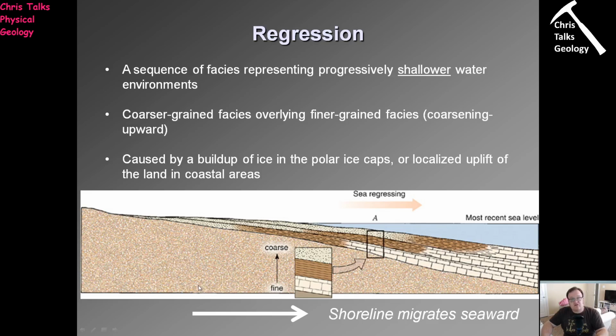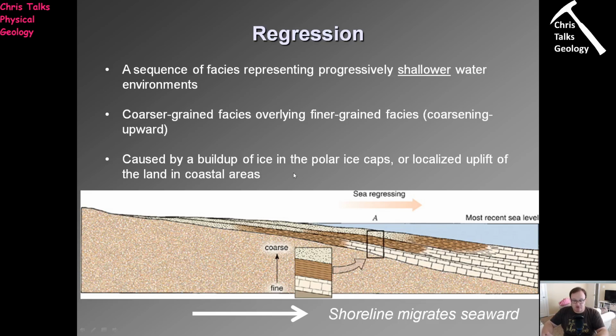So what about a regression? Well, a regression is when the sea comes off the land and goes back into the ocean basin. So a regression is going to represent a shallowing of the water depth. So what we're going to see is coarser grained facies laying over the top of finer grained facies. So a regression is going to be caused by things like a build-up of the polar ice caps.